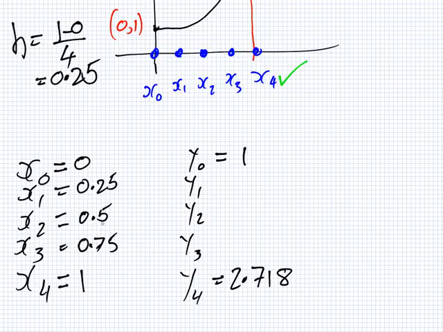e power x squared. Right, so the heights are 1.0644, 1.284, 1.755, 2.7182.